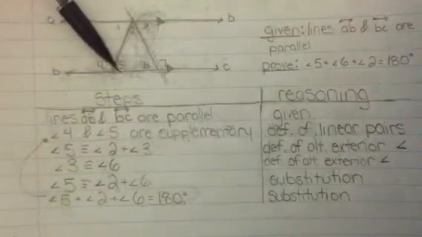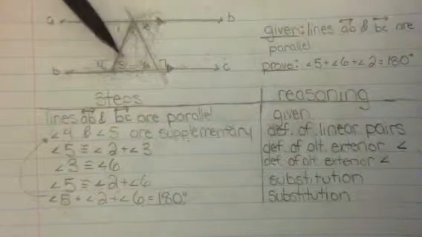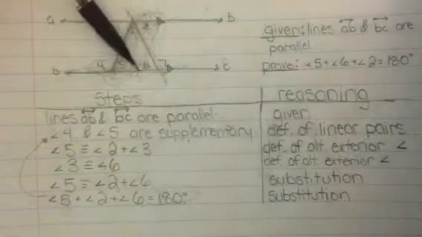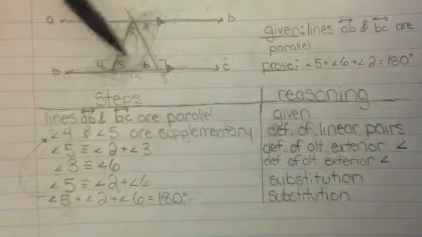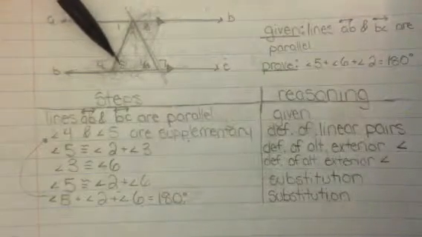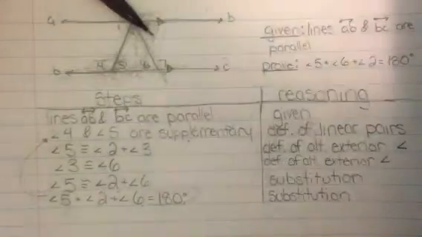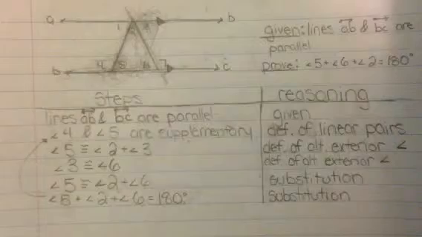Now, if we know that the measure of angle 5 is equal to the sum of the measure of angle 2 and angle 3, and that the measure of angle 3 is congruent to the measure of angle 6, we can just substitute 6 in for 3 and know that the measure of angle 5 is equal to the measure of angle 2 plus the measure of angle 6. We get this by substitution.